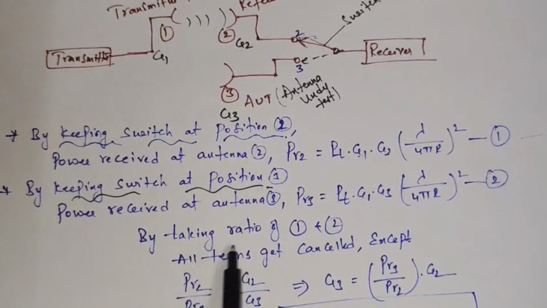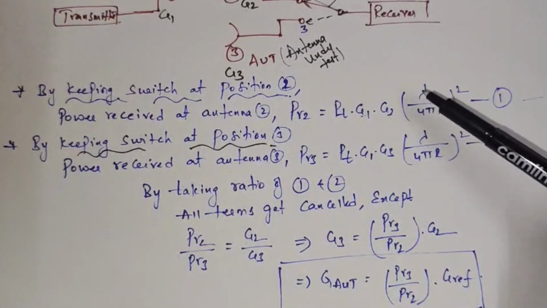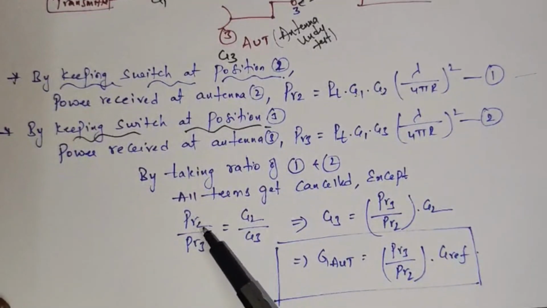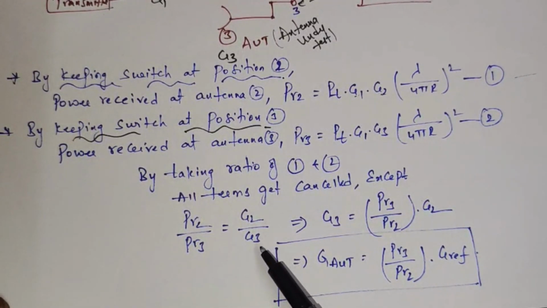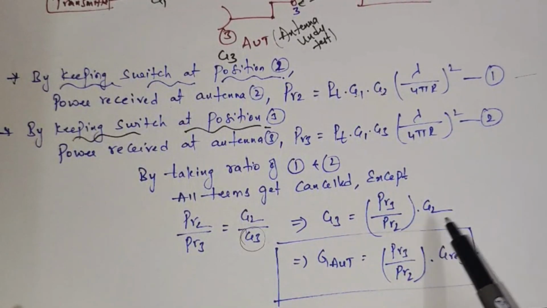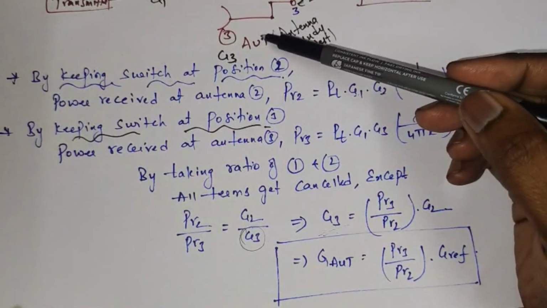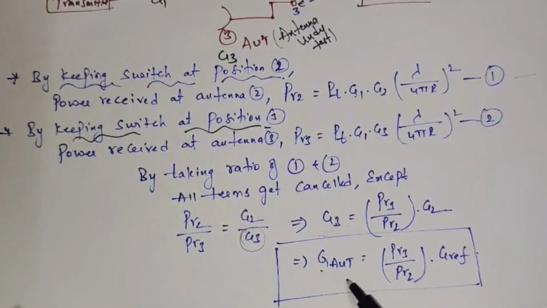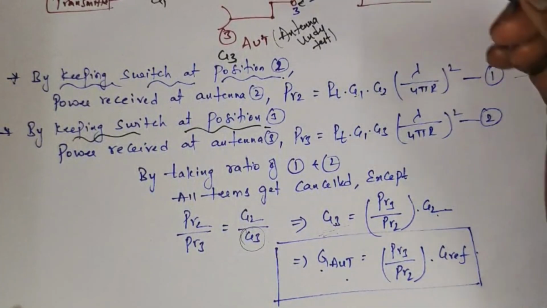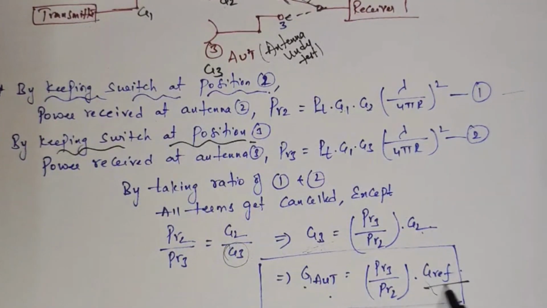Now by taking the ratio of equations 1 and 2, all terms get cancelled except PR2 by PR3 is equal to G2 by G3. We need to find the gain of the antenna under test, so bring G3 to this side. G3 is equal to PR3 divided by PR2 into G2. What is G3? G3 is nothing but the gain of the antenna under test, so replace G3 as G of AUT. And G2 is the gain of the reference antenna, so replace G2 as G of reference.